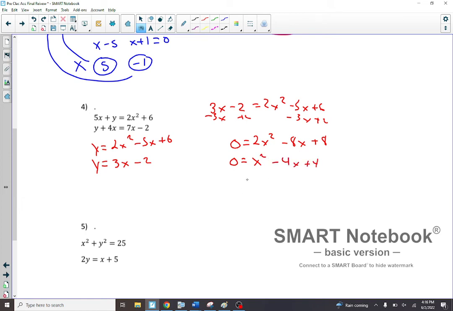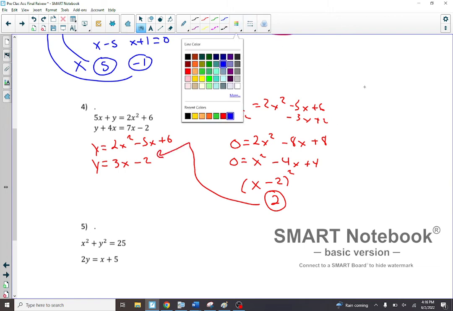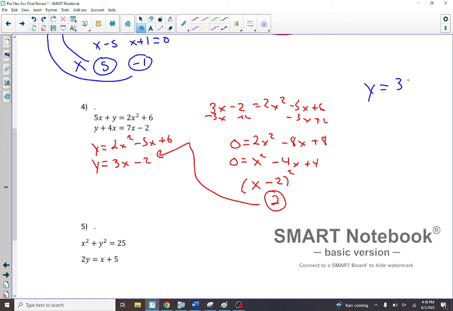So your answer is x minus 2 squared, which means you only have one real answer, which is 2. Okay, take the 2, plug it in one of the equations. I'll plug it into the bottom one. Y equals 3 times 2 minus 2. 6 minus 2 is 4. Y equals 4. So 2 comma 4 is your final answer.